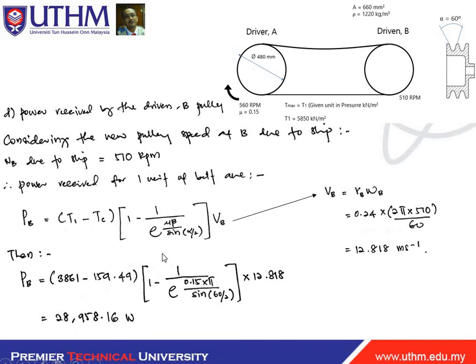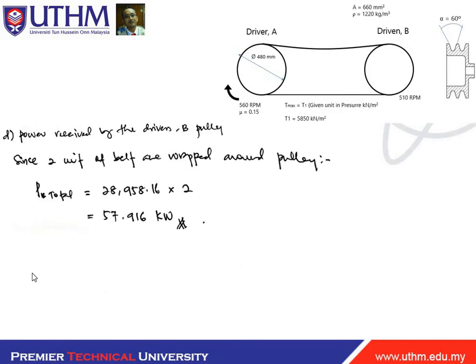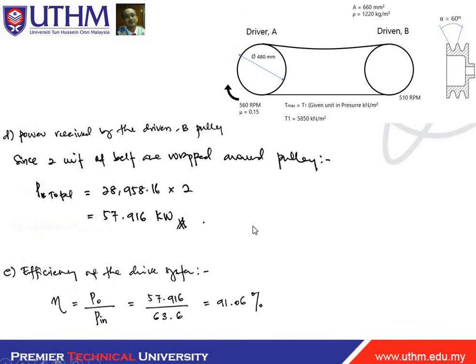When you got the velocity, you just put in the values in this formula, and then you get 28.958 kilowatt. But this is for 1 unit of belt. If 2 units of belt, you need to times 2. Again, the power will be doubled up. So the power at B is 57.916 kilowatt. The next question is asking about the efficiency of the drive system.